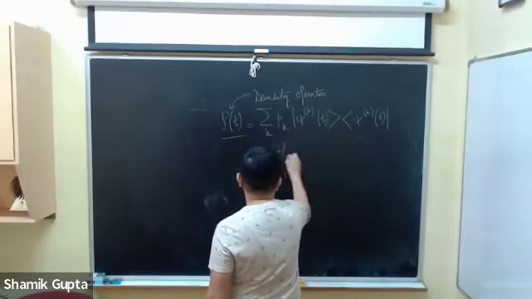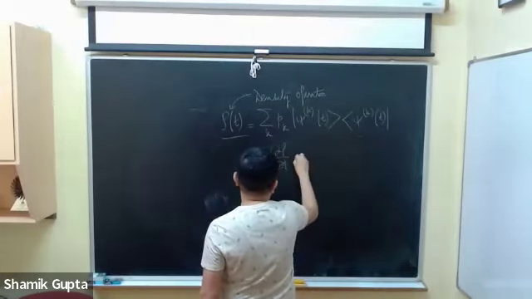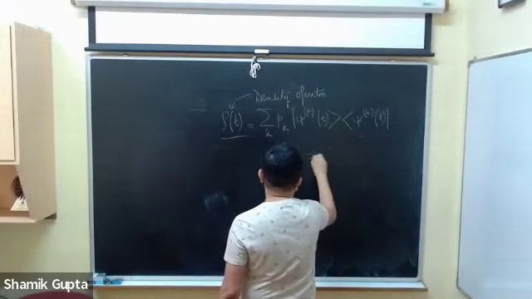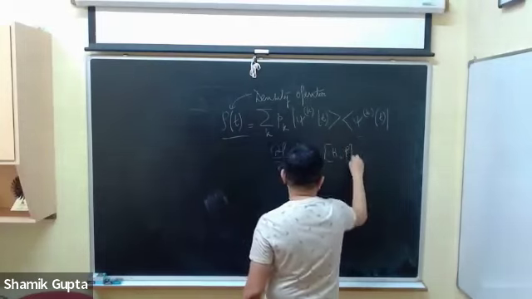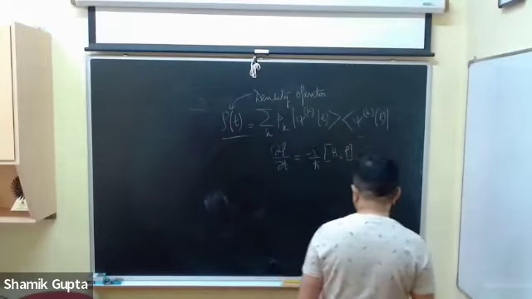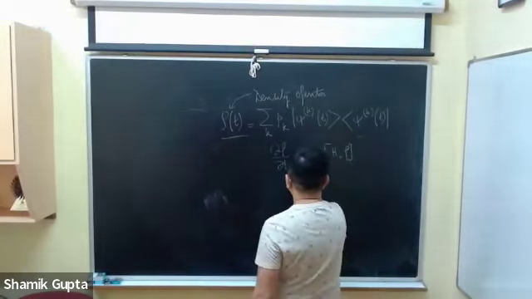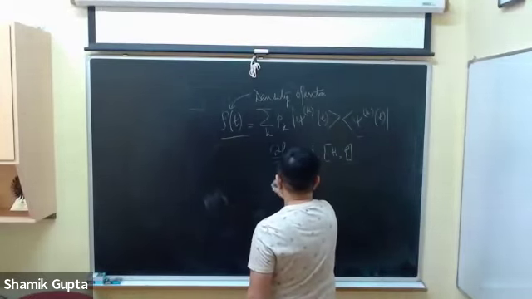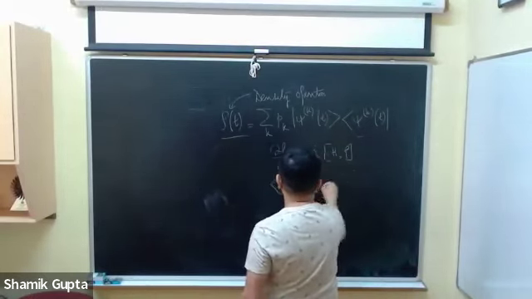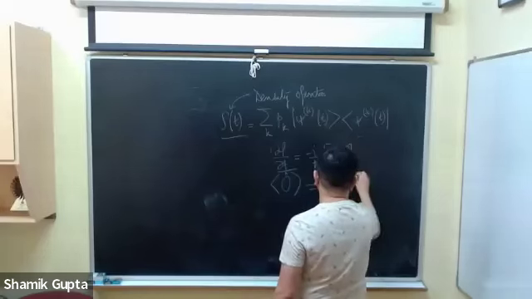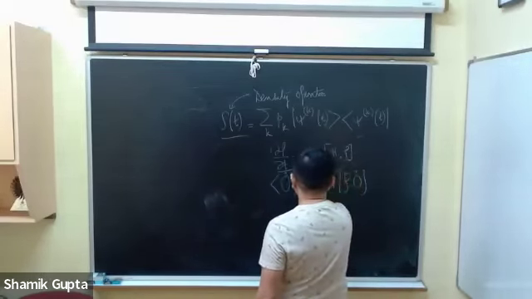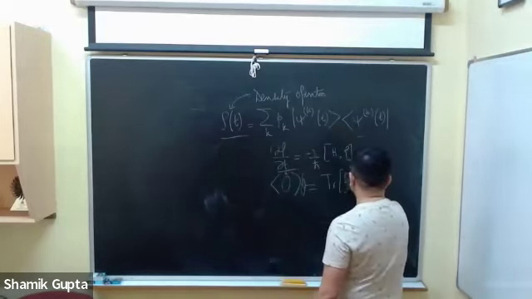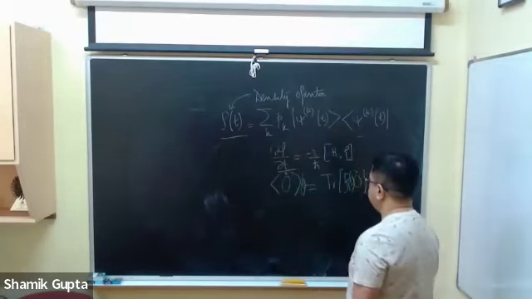So I have this equation: ∂ρ/∂t = −(i/ħ)[H, ρ]. For any macroscopic observable, I have this equation. This becomes a function of time because ρ itself is a function of time.